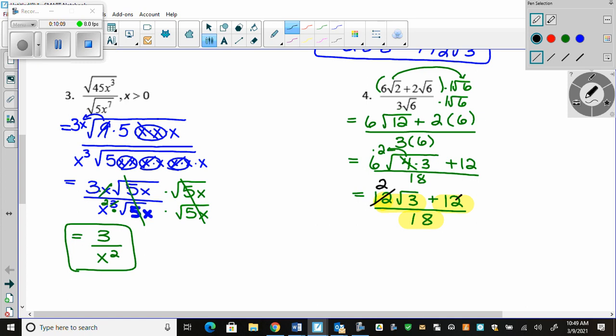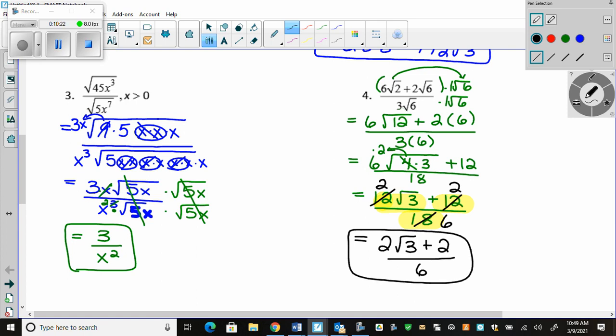A 2. A 2 is our savior. And a 6 saves you. 2 root 3 plus 2 over 6. And then box it because you're proud of it.